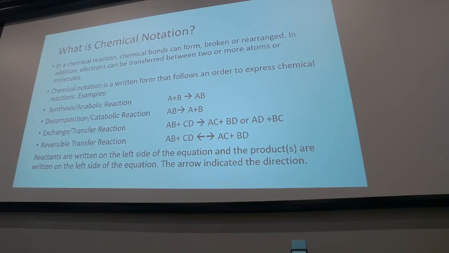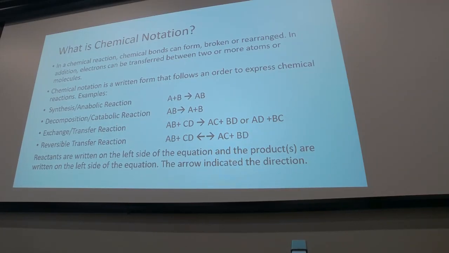So now, in chemical reactions, the atoms can form bonds, they can break bonds, or they can rearrange their bonds. In this case, we have, for example, a synthesis reaction or anabolic reaction, in which two different reactants, A and B, will be converted into a product that we call AB. This is also known as condensation reactions. So you form a bond between A and B.